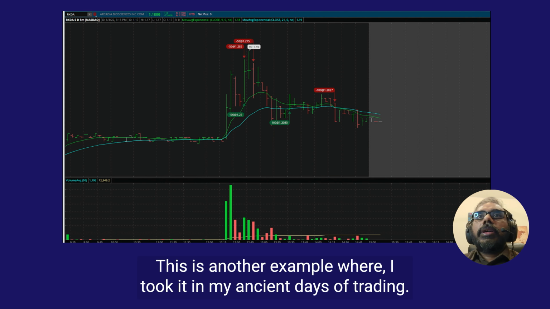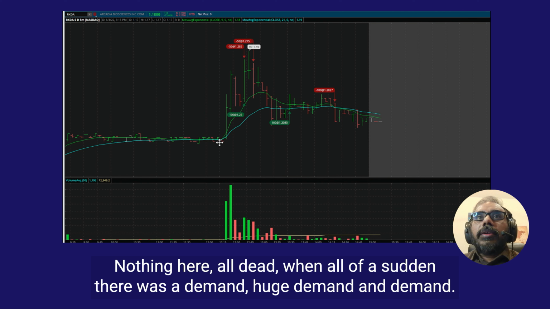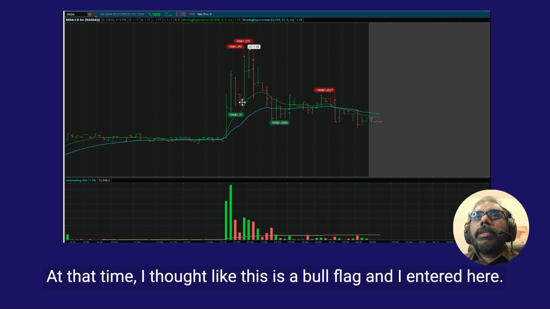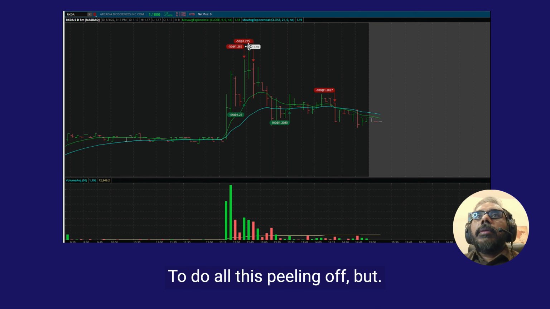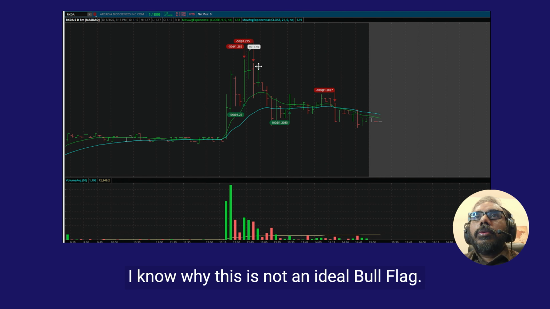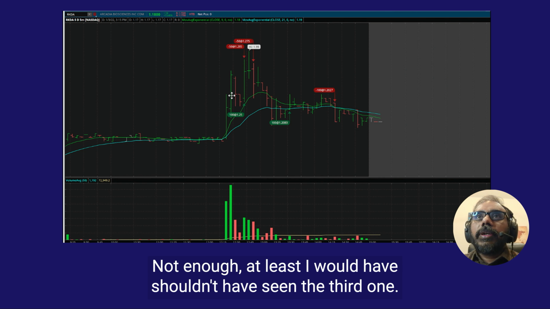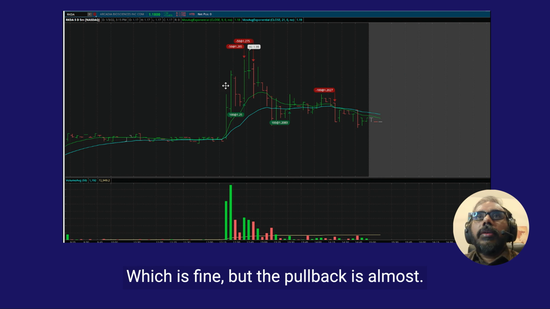This is another example. I took it in my initial days of trading. Nothing here, it was dead. All of a sudden, there was a demand, huge demand, and then it goes sideways. At that time, I thought this is a bull flag, and I entered here and tried to do all the peeling off. But now looking back, I know why this is not an ideal bull flag. There is no clear uptrend in price. These sudden big 2 bars are not enough. At least I should have seen the third one, which is fine.